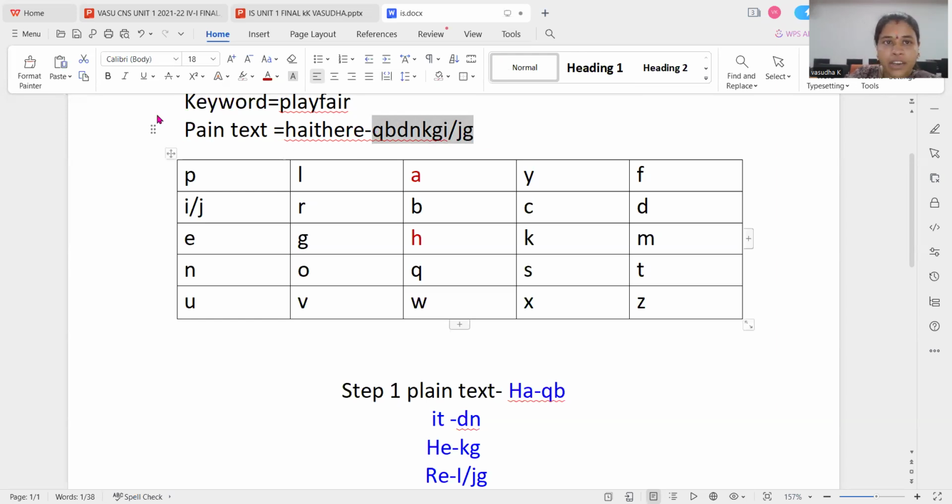So for the Playfair technique, we develop a 5x5 matrix, and we can convert the plain text "hi there" to the ciphertext. So this is the Playfair cipher substitution technique.